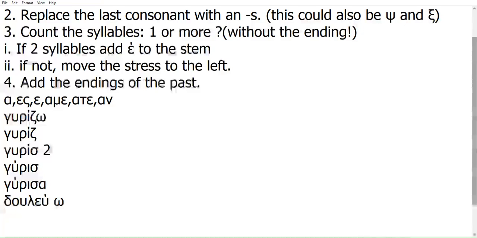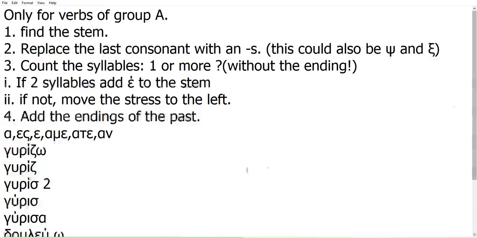Once you've done this, so you see, we said this is γυρίζω, we take out omega, what is left is the stem. Now we have our stem here. What we do next is we replace the last consonant of the stem with an S. So what is the last consonant of the stem here? It is Z. I take it out, I put an S instead. And that's it. Now what I have is the perfective stem, and this is the stem I will use for the simple past.